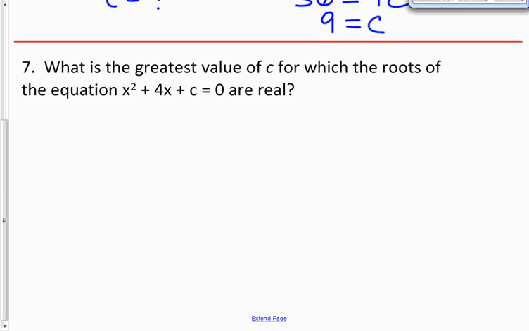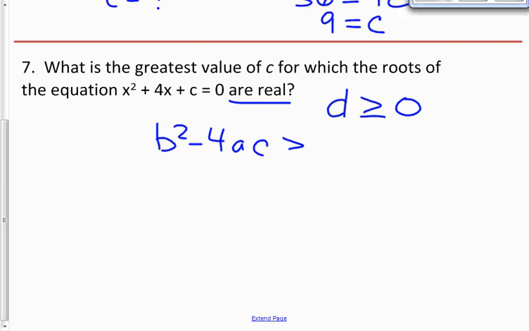Okay, for question 7, it's asking us what is the greatest value for c for which the roots of the equation are real. So now we're just talking about real. They could be equal, they could be unequal, they could be rational, they could be irrational, but we want them to be real, which means our discriminant needs to be greater than or equal to 0. So b squared minus 4ac needs to be greater than or equal to 0. So again, I need to take a look at my quadratic and look at my a, b, and c values. I have an a of 1, I have a b of 4, and again, they're not giving me a c value. That's what I'm trying to find.